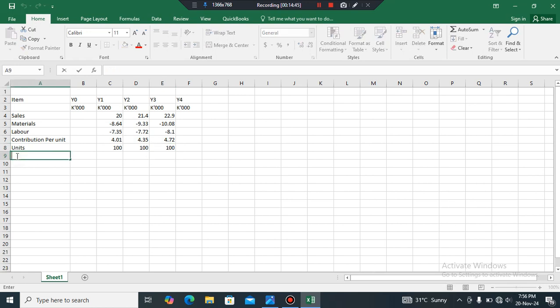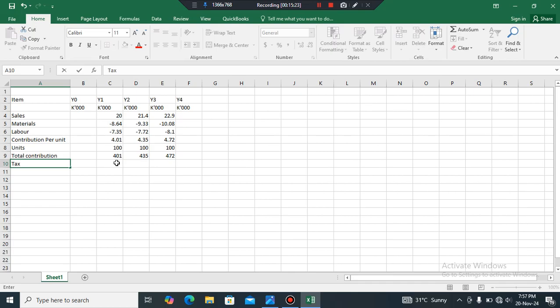And then we're going to have the total contribution. All right? So now this total contribution is just 100 times 4.01, which is 401, right? And then 100 times 4.35, which is going to give us 435. 4.72, which is going to give us 472. So then we found the total contribution. So now from here, what do we do next? The next thing that we do is we deduct the tax.